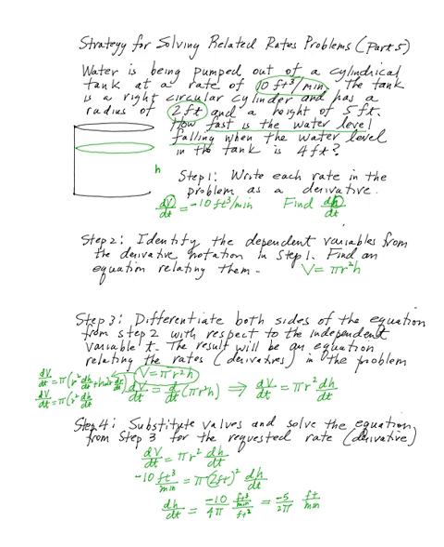what's dr dt? See, I'm given dh dt, right? In the problem, look back at step 1. Well, I'm not given dh dt. I'm trying to find dh dt. And I'm given what? dV dt. But I don't know dr dt. What am I going to do with that? Oh, don't I know dr dt?